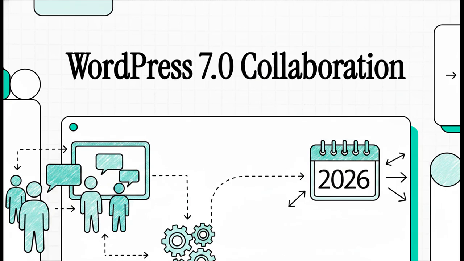Okay, so we are looking at a truly monumental shift in the web publishing world today. On May 20, 2026, the highly anticipated WordPress 7.0 update finally dropped, and it brought something the platform has literally never had in its entire 23-year history. We're talking about genuine, built-in collaborative editing. Teams everywhere are absolutely scrambling to test it out right now.